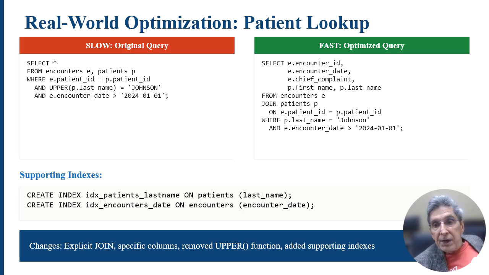The cumulative effect of these changes can be quite dramatic. On a large database, you might see a query that took several seconds drop to a few milliseconds. The changes at the bottom of the slide summarize: explicit join, specific columns, removed upper function, added supporting index. Each change contributes, but the index additions typically deliver the biggest improvements.